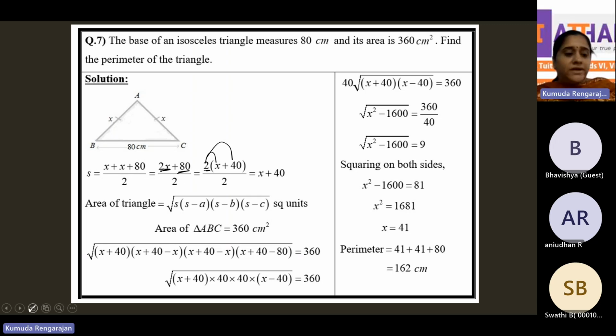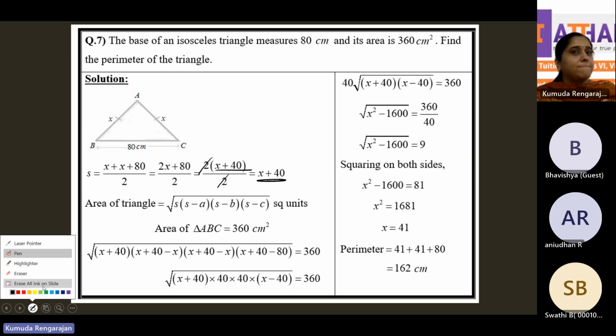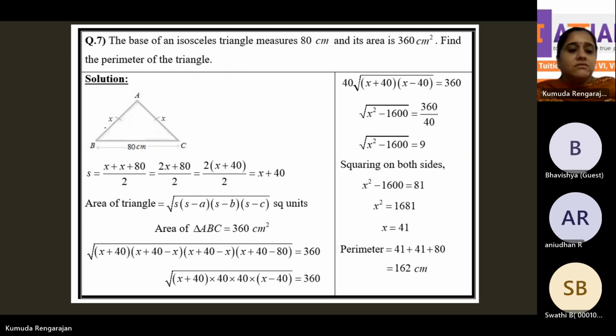Take out 2 common. Now this 2 and 2 will get cancelled, and so you have x plus 40. So we found the semi-perimeter. Add the three sides and divide by 2. You get 2x plus 80 in the numerator. Take out 2 common. 2 into x is 2x, 2 into 40 is 80, and then this 2 and 2 will get cancelled. So this is the value of s, the semi-perimeter.